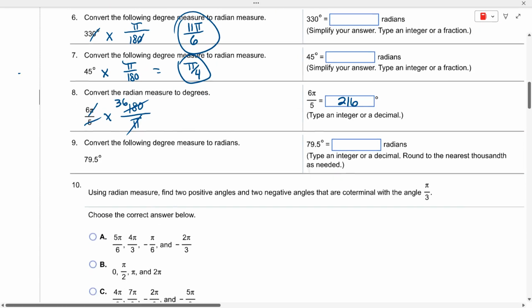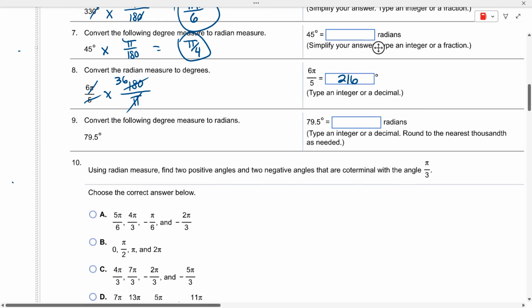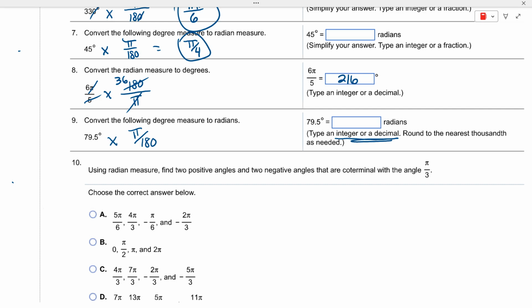Okay, we're going back to converting to radians. So we're going to multiply by pi, divide by 180. And this one time, we want to use decimal. Okay, so we want you to use your calculator. Take 79.5 times, press the pi button on your calculator, and then divide by 180. So do that both. So you multiply by pi, divide by 180, and round to the nearest thousandth, which is 3 decimal places. So what is it to 3 decimal places?